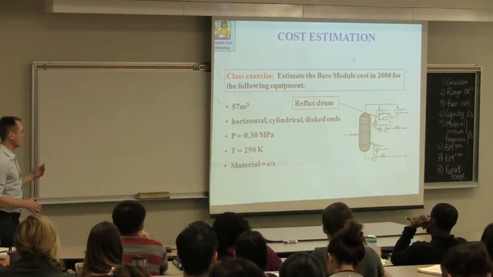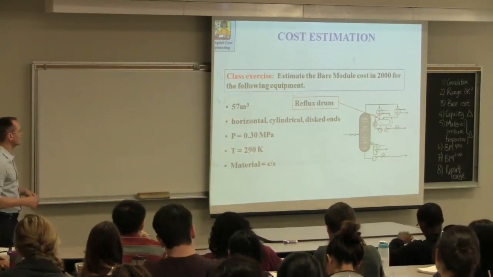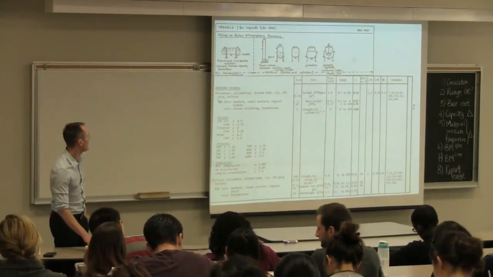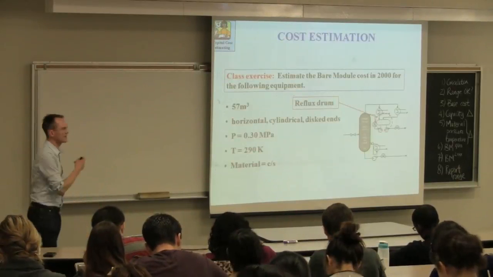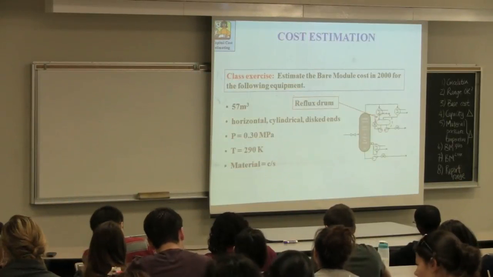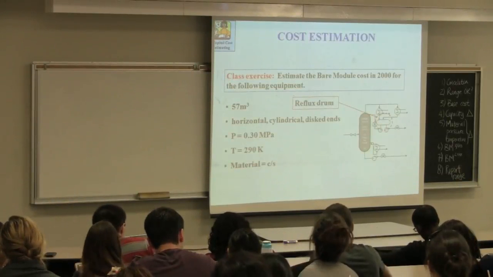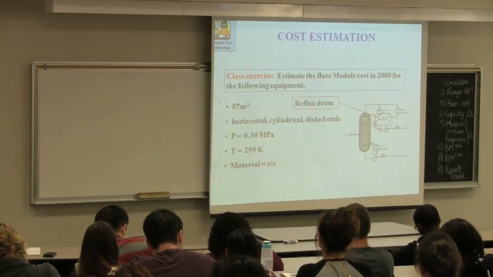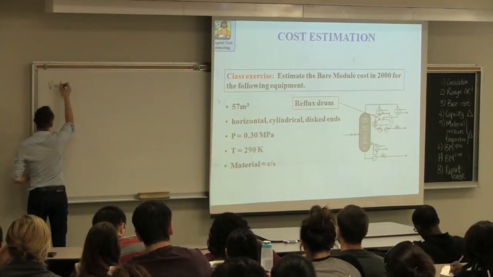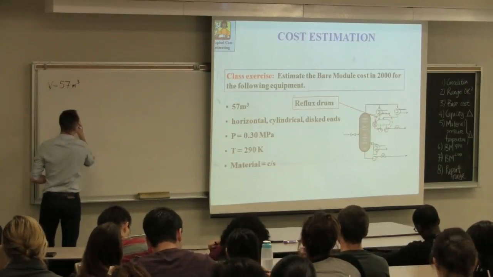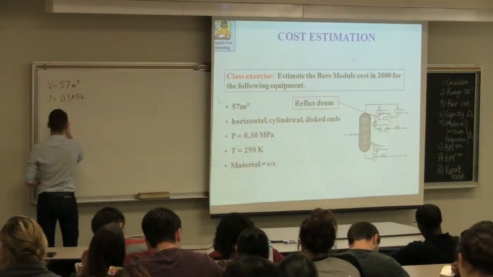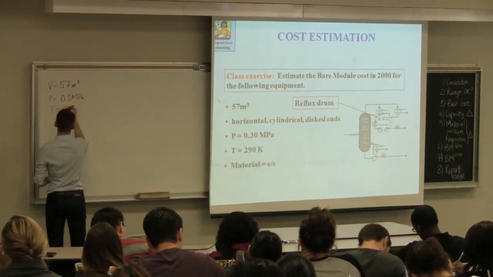So I'd like you to take that information down if you don't have it already in front of you. We're going to change the slide, because I suppose we don't have the appropriate page from Don Woods' book here. So we're going to put that up on the board in a minute. We'll just take this information down, and then come up with a cost estimate for this reflux drum. I'd like you to follow that systematic process.